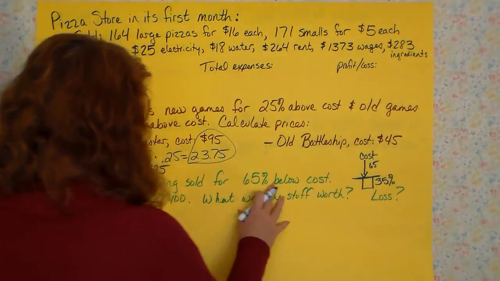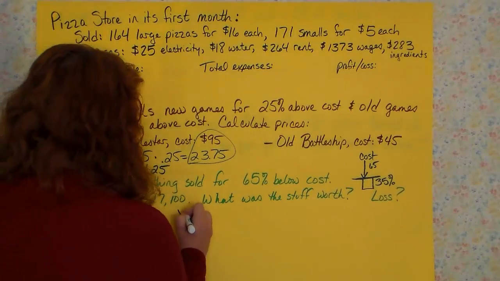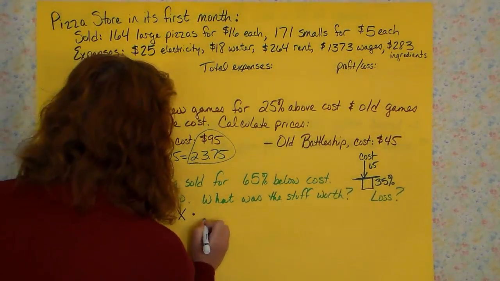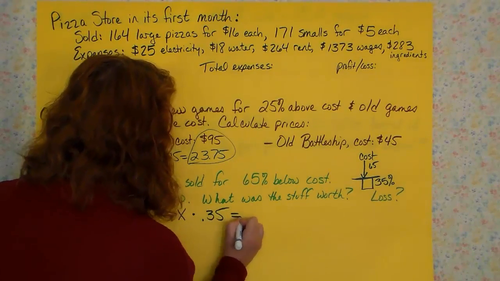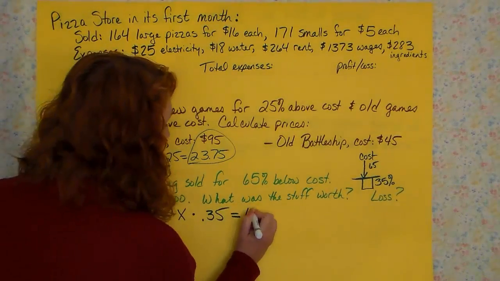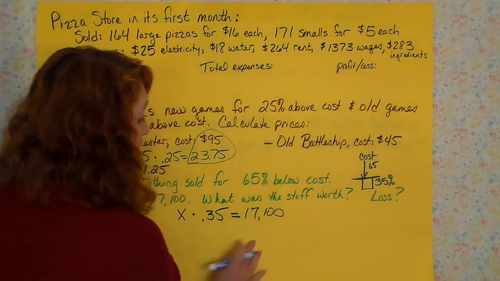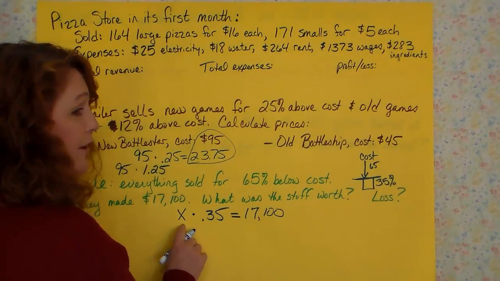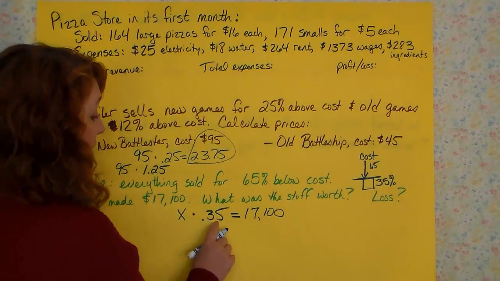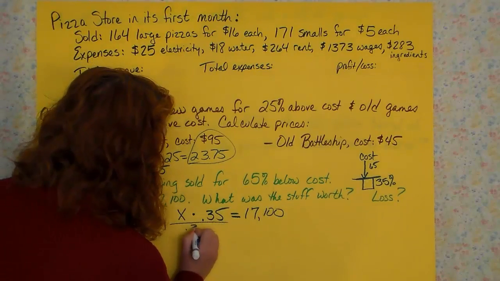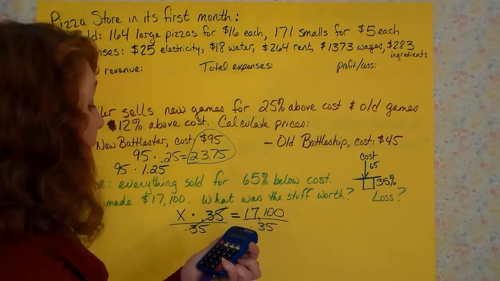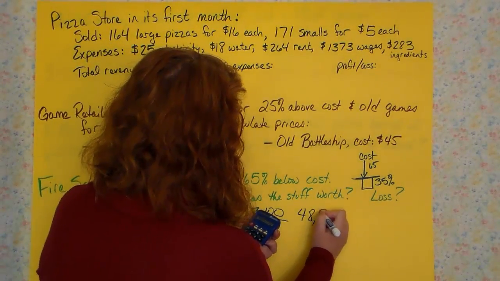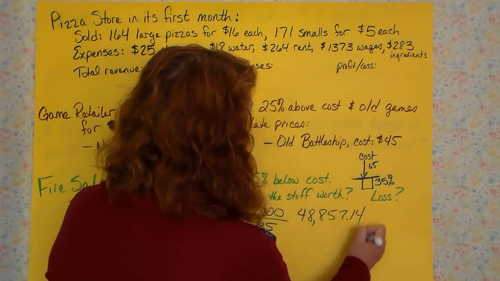Well, if you took everything, and you don't know what everything is worth, you're going to multiply it by 35%, 0.35, and that's going to give you what they made, $17,100. And we need to figure out what this is, so we need to get our variable all by itself. We have a number multiplied to our variable. We're going to divide by that number to get rid of it. And we're going to see that all of our stuff used to be worth $48,857.14.